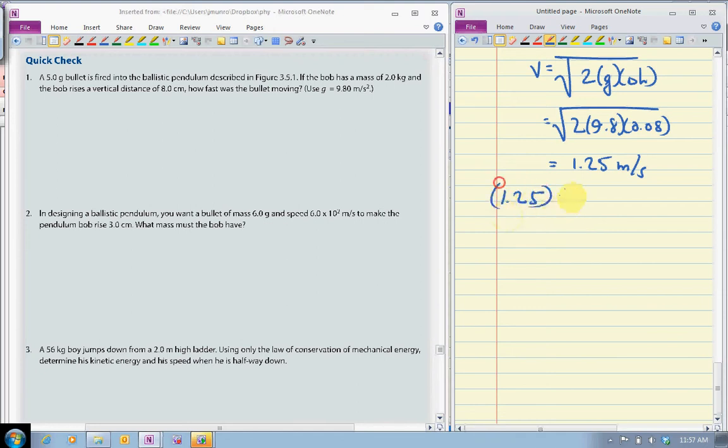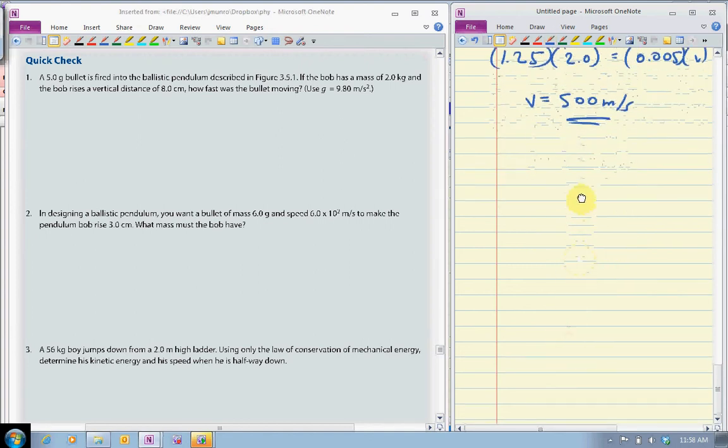1.25 times 2 kilograms is equal to the mass of the bullet, 0.005 times v. Solving, we get v is equal to 500 meters per second, velocity of the bullet.